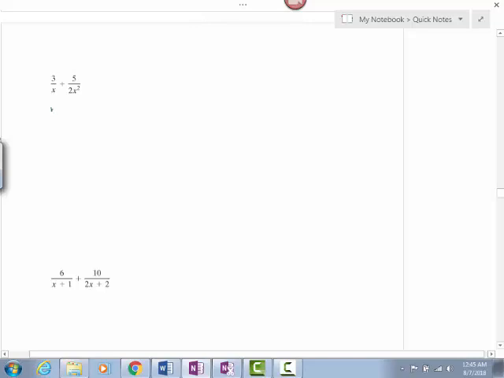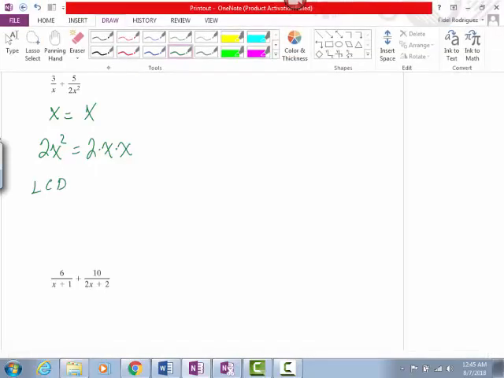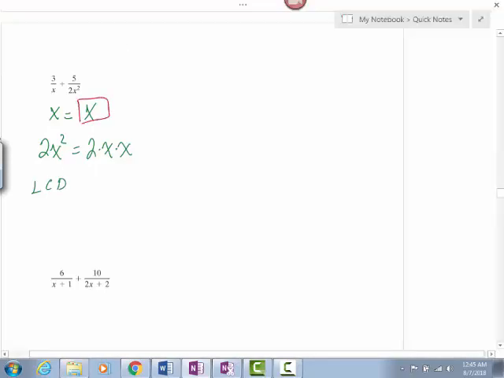Again, my first step is I'm going to take each denominator and break it down. Well, x is just x. 2x squared is a 2 times an x times another x. Okay. So I'm going to come back over here. I'm going to box my denominators.